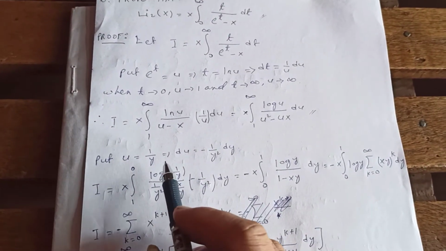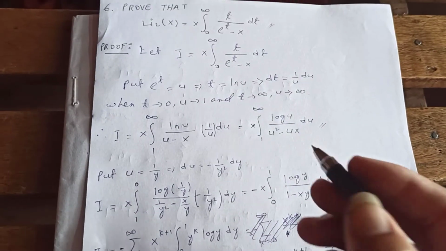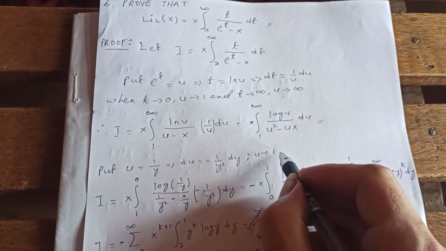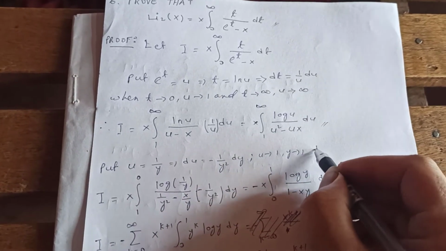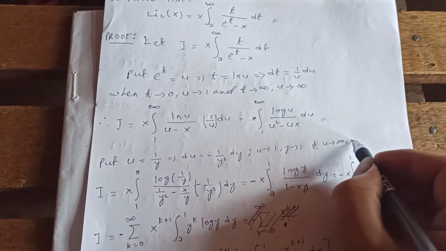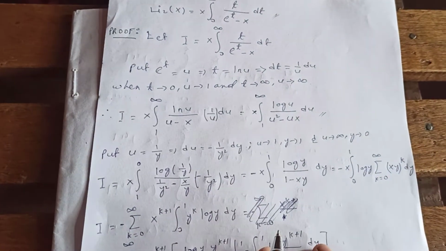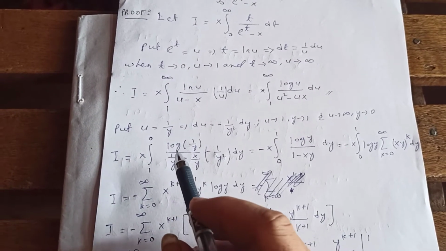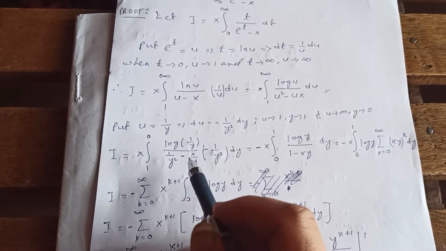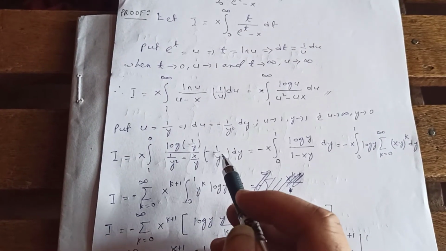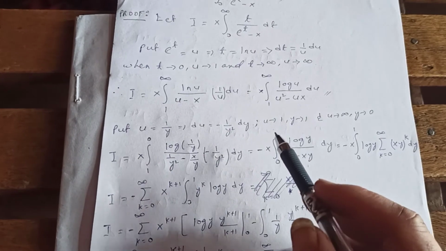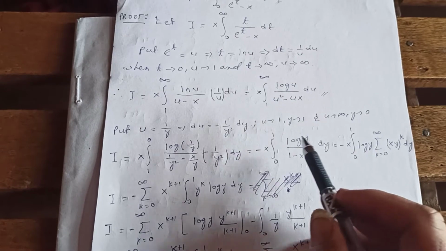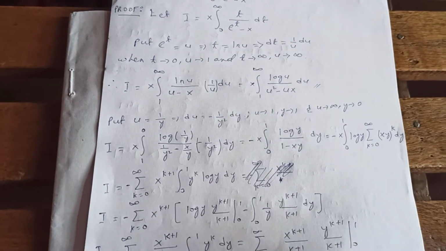Now put u equal to 1 over y, then du is negative 1 over y² dy. When u tends to 1, then y tends to 1. And when u tends to infinity, y tends to 0, right? Therefore, I is equal to x times the integral from 1 to 0 of log(1/y) over (1/y² minus x/y), times negative 1 over y² dy, which is negative x times the integral from 0 to 1 of log y over 1 minus xy dy. And using this one you can see, okay?